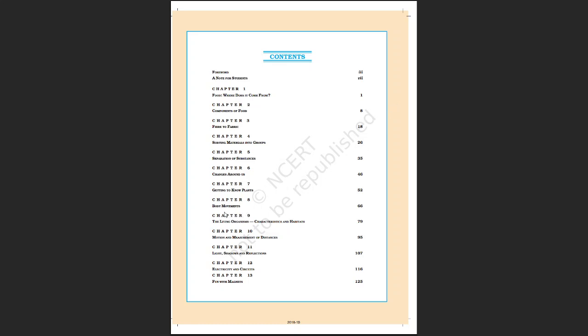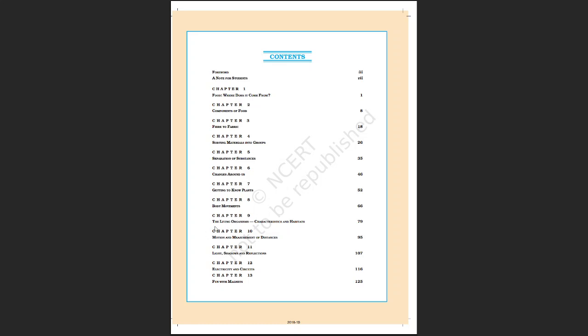Then the eighth chapter is Body Movements. In this we will study how different organisms move their parts for different work. For example, human beings use legs for movement and animals use legs and arms both for movement.